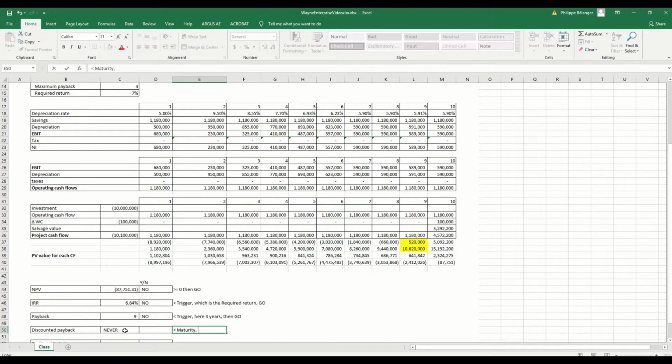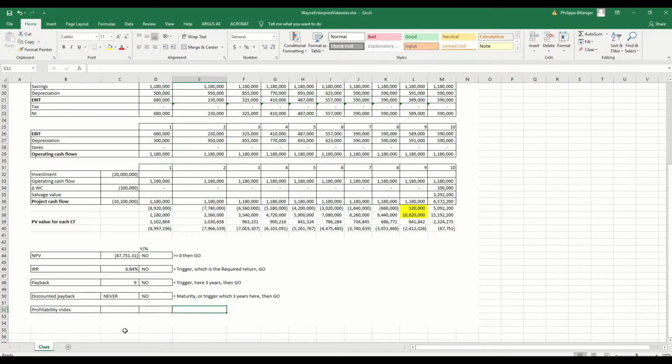A lot will use a trigger like the payback, just because they want to use the same idea behind the payback. So, which will be 3 years here. Then go. But that's a no.